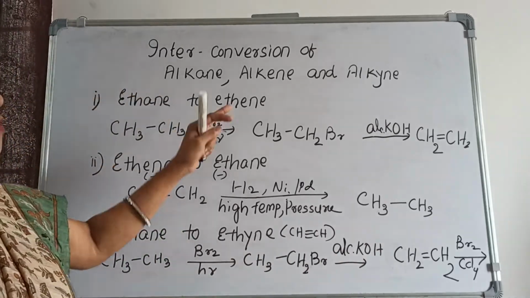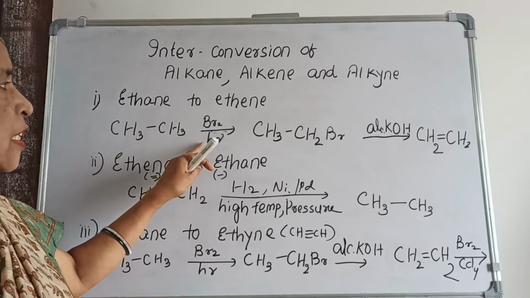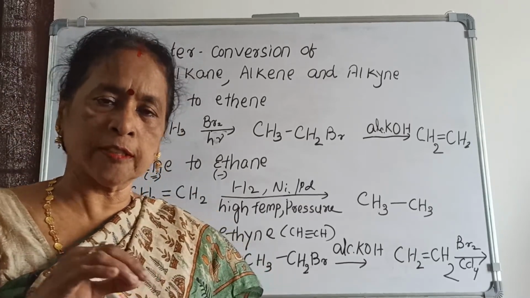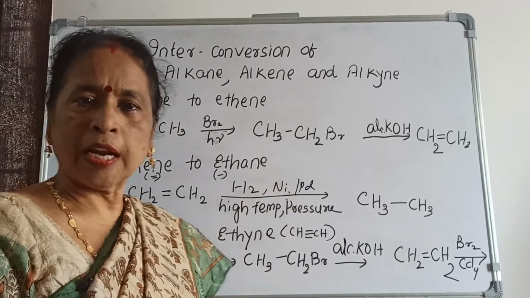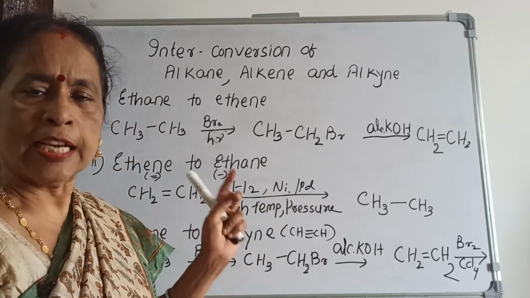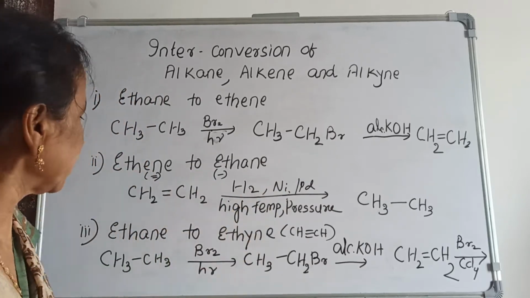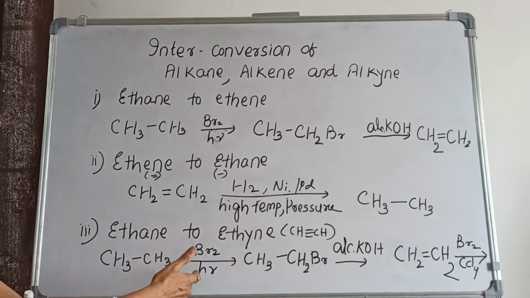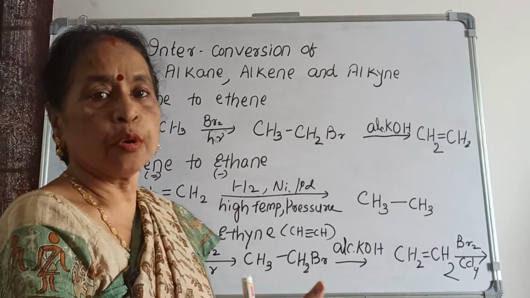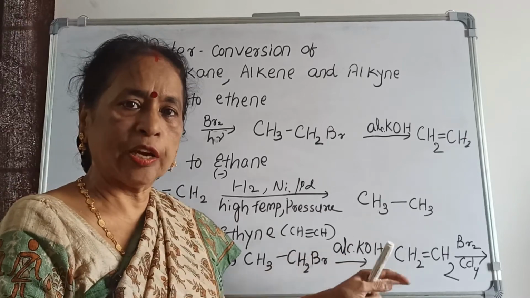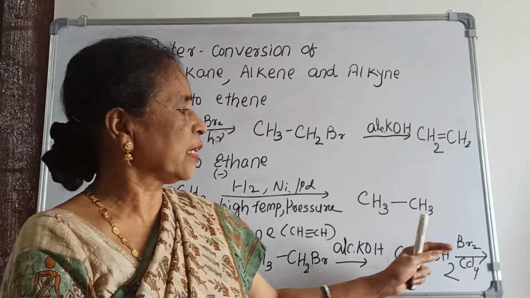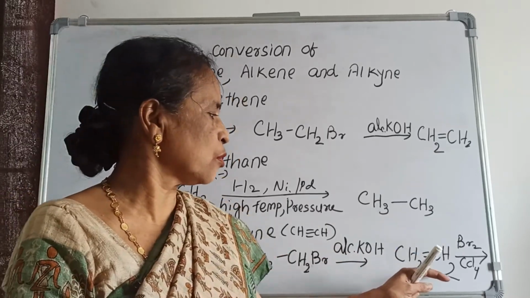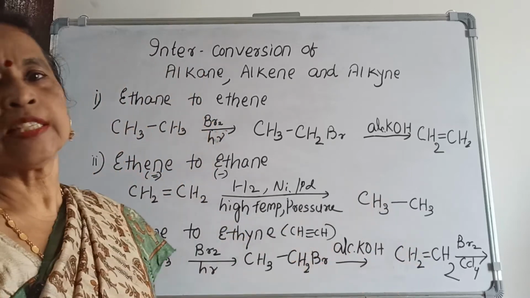Again see, ethane converted to ethene, 2 reactions: bromine in presence of sunlight, then alcoholic KOH. Ethene to ethane, here hydrogenation in presence of nickel or palladium as catalyst, high temperature and pressure, it changes to alkane. This is one type of chemical reaction of alkene. Ethane to ethyne, here are 2 types of reaction. First is bromine with H nu, that is bromination of alkane. Alcoholic KOH changes it to a double bond, and after that bromine in carbon tetrachloride and alcoholic KOH, lastly it will convert to CH triple bond CH, ethyne.